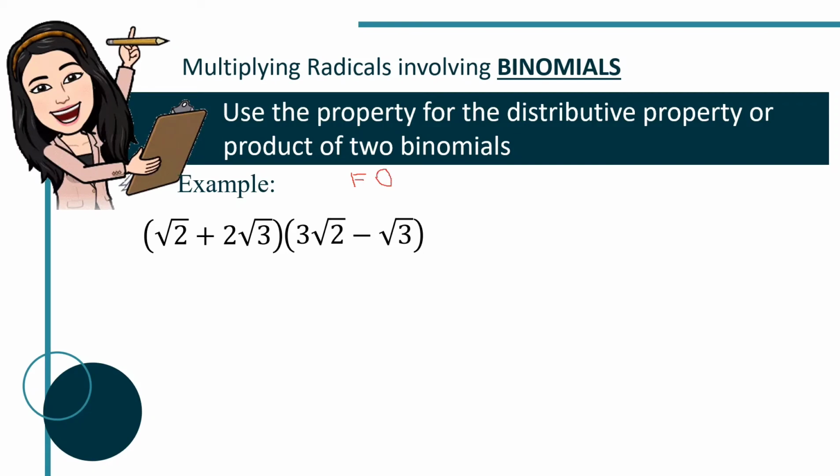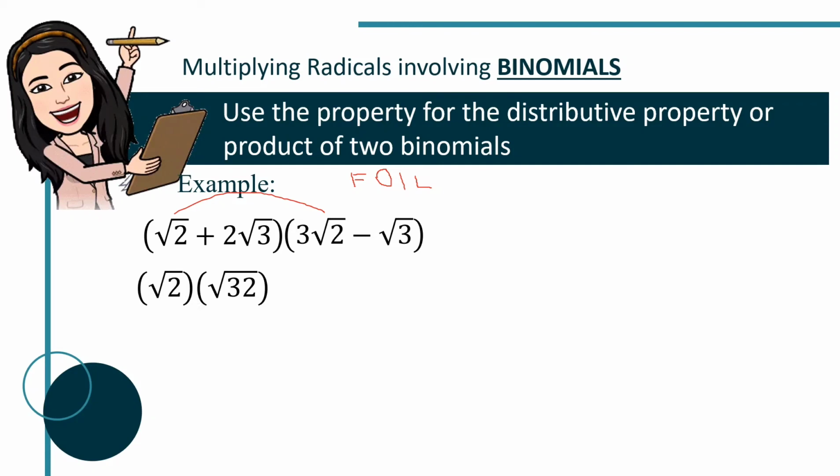We have O for the outer terms. We have I for the inner terms. And we have L for the last term. So, isa-isahin natin. Una, we have the first term. So, ito yan. What is the square root of 2? I-multiply daw natin si square root of 2 by 3 square root of 2.